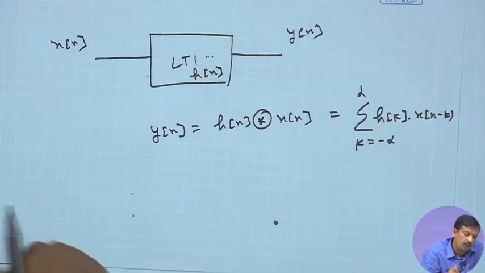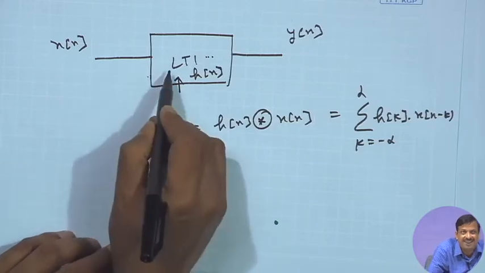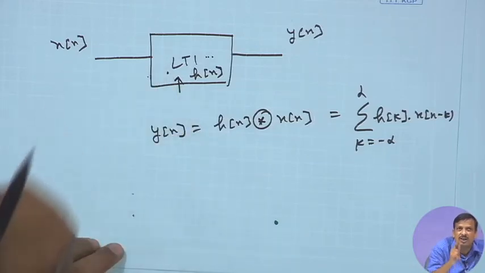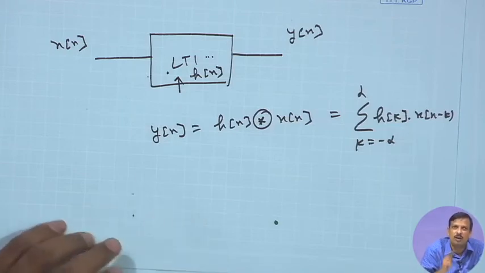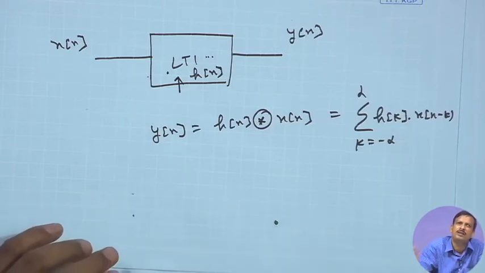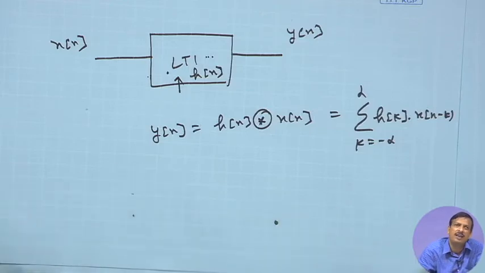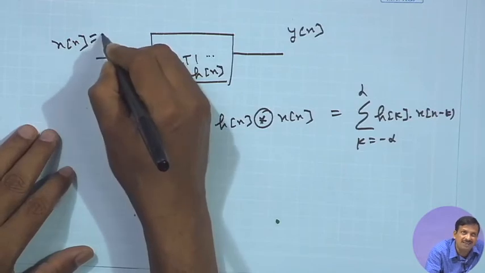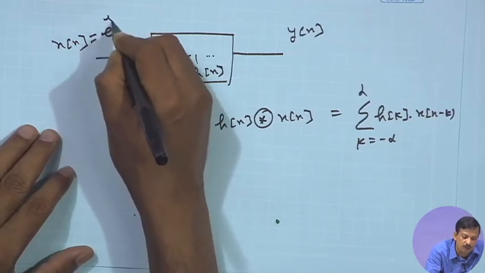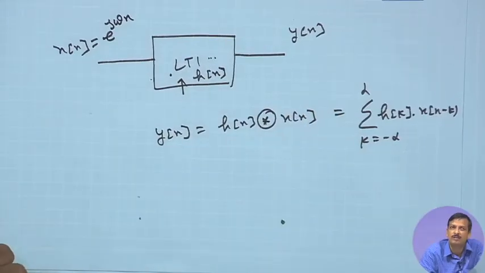Now, let us consider I want to find out the frequency response. If I excite the system with each individual frequency, let us say 1 hertz, 2 hertz, 3 hertz, 4 hertz, 5 hertz, 6 hertz, 7 hertz, and then find the output for each, then I get the frequency response of the system. So, instead of x[n], let us input a single sinusoid, e to the power j omega n.